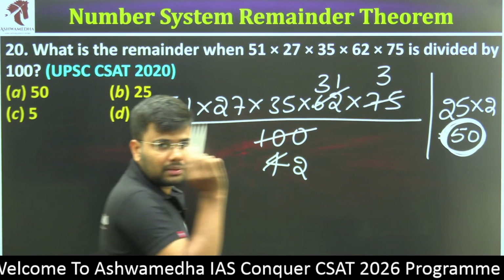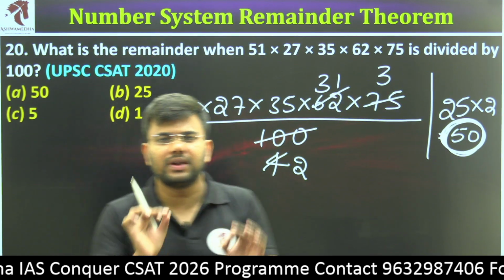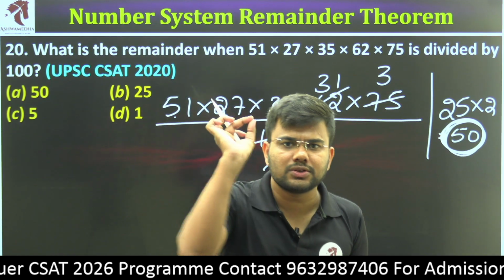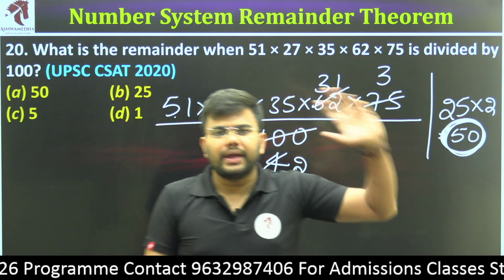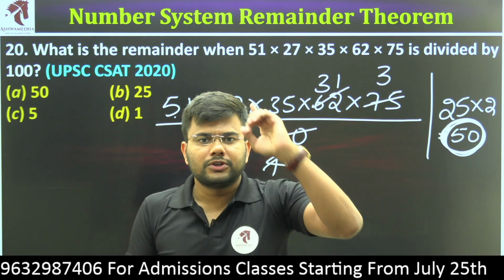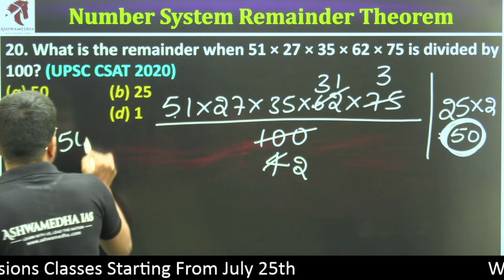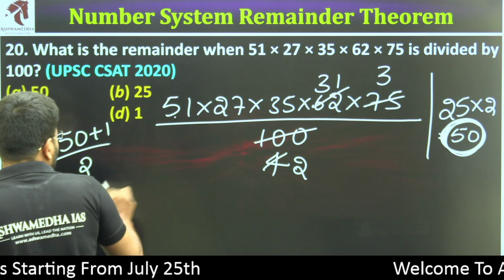Now apply the remainder theorem. Sir, 51 divided by 2, what's the remainder? If you divide 51 by 2, the remainder is 1. If you divide any number by 2, the remainder can be 0 or 1. If it is an odd number, the remainder will be 1. How to write? 51 can be written as 50 plus 1, divided by 2, the remainder is 1.